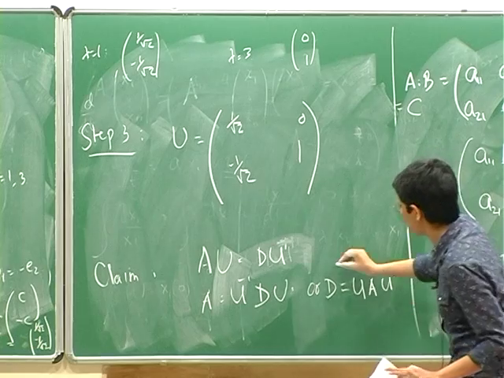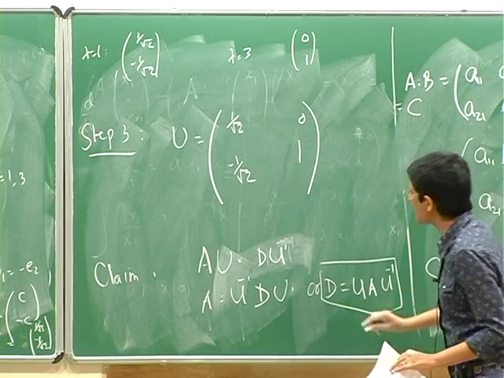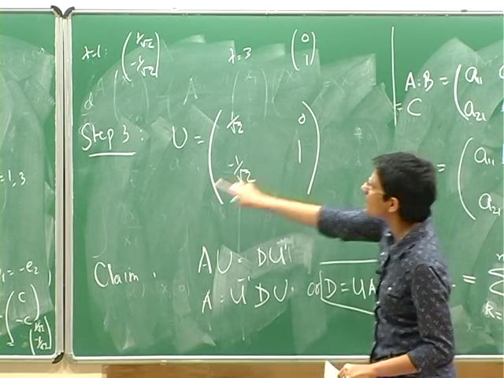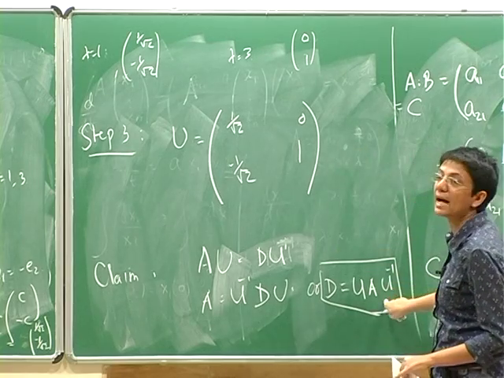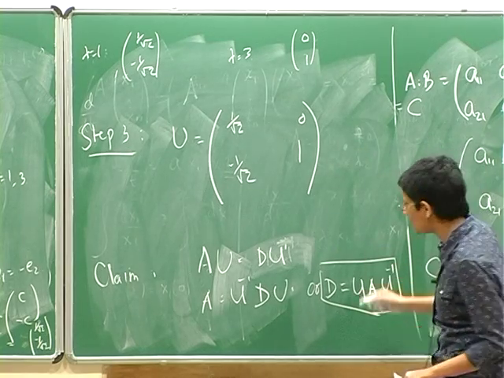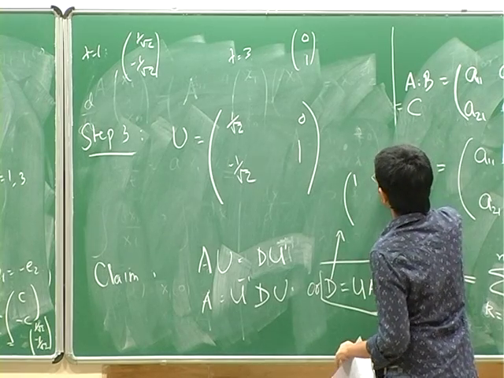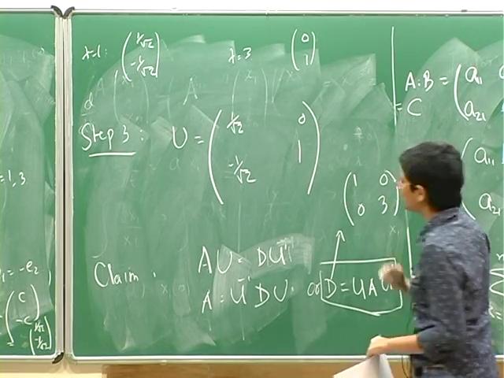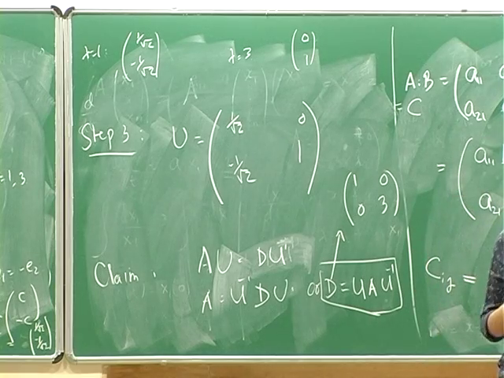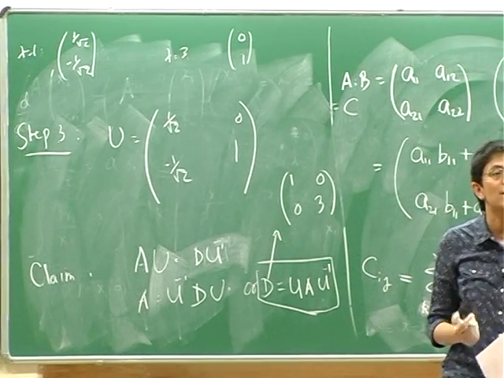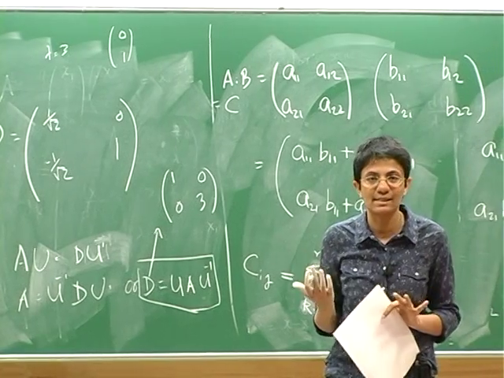Okay, here's the claim. Let me just focus on this. I'm claiming that I have that A matrix, and I gave you the U matrix. If you multiply, you will get a matrix D, which is a diagonal matrix. It's this matrix. Then I say that I've diagonalized the matrix by going to a different basis.